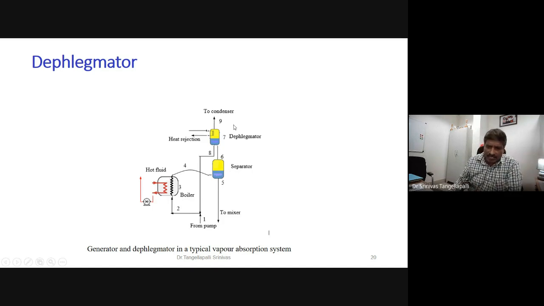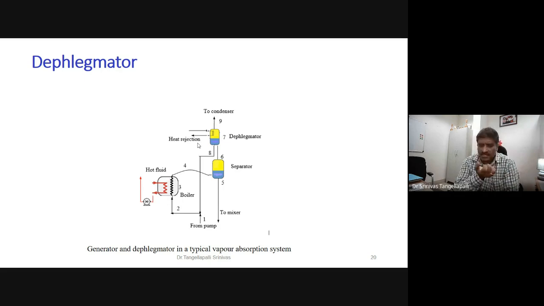So this additional component, the dephlegmator, is providing some cooling effect. Some heat has been rejected from this working fluid. State 6 is a mixture of ammonia and water. The yellow color is pure vapor. At the inlet of the dephlegmator, the state is saturated vapor. Now, you are rejecting heat, which means the saturated vapor becomes cool. The temperature of this working fluid is decreasing.